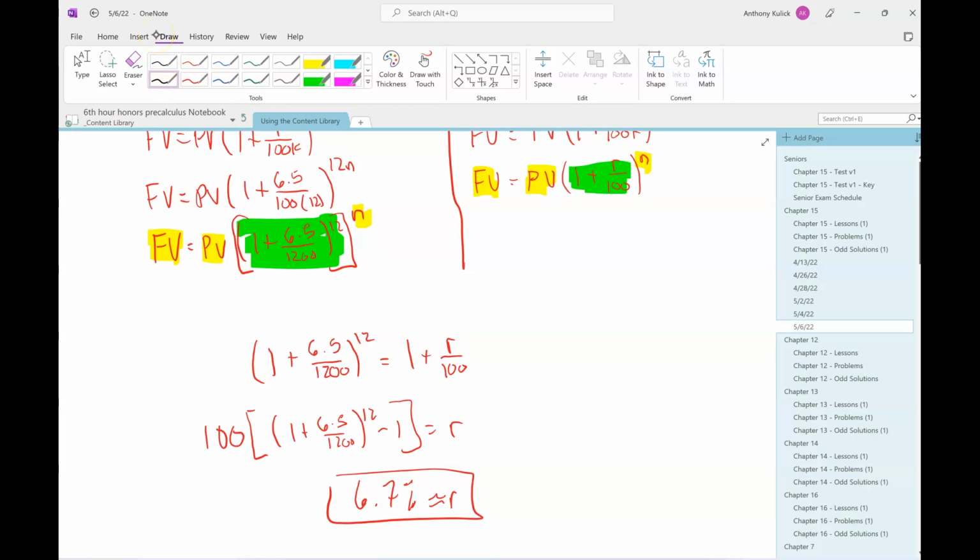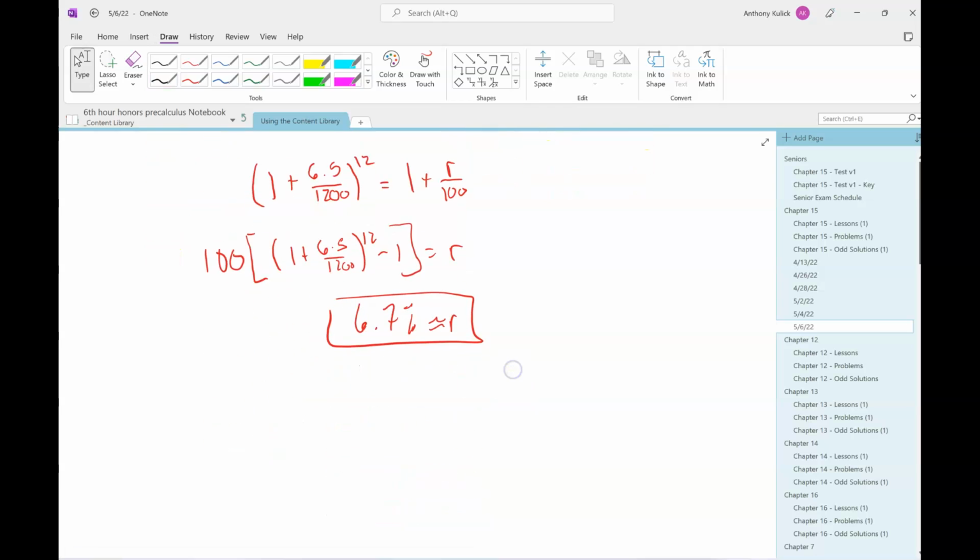Okay. This process actually turns out to be quite a useful one. Why would this process be useful? Yeah, go ahead, Lexi. Right. So if you have two different accounts that compound at different interest rates with different compounding periods, you can figure out which one of these is going to be the better investment, right?